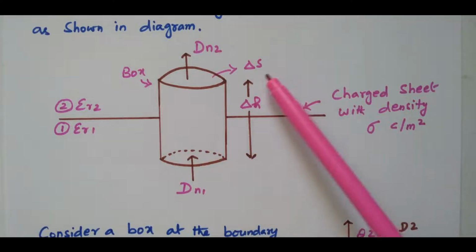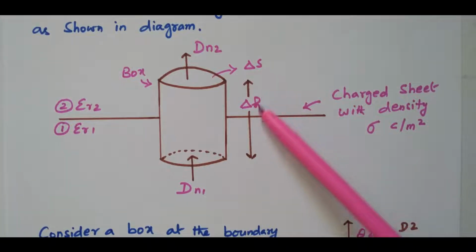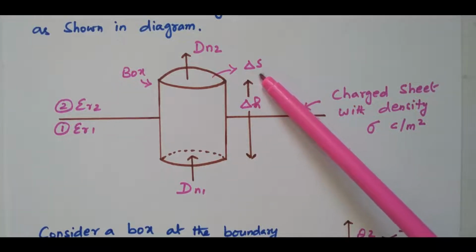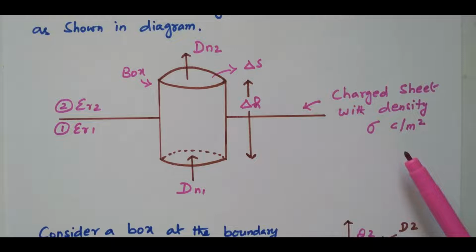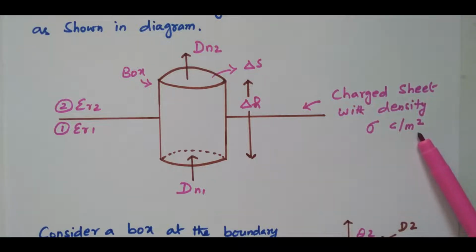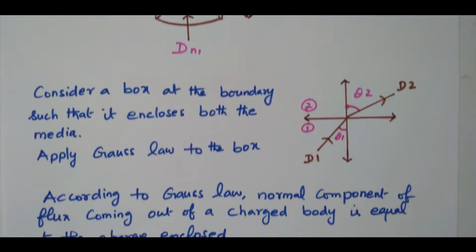The surface area of the box is delta S, and the height is delta H. At this boundary we have a charged sheet with density sigma coulomb per meter square. One charged sheet is placed at the boundary. Due to that we will see whether both are equal or whether any change is available.